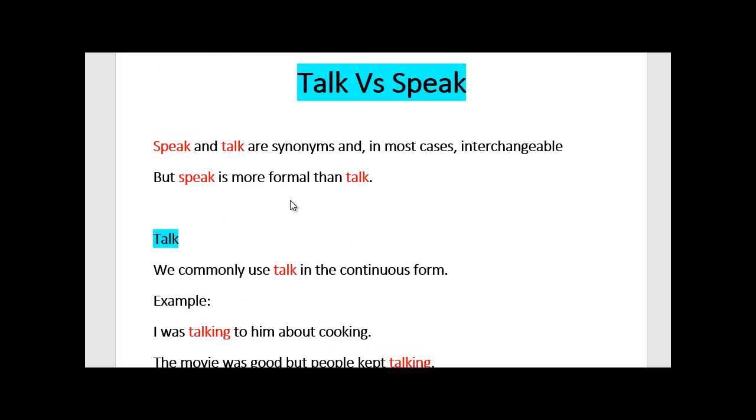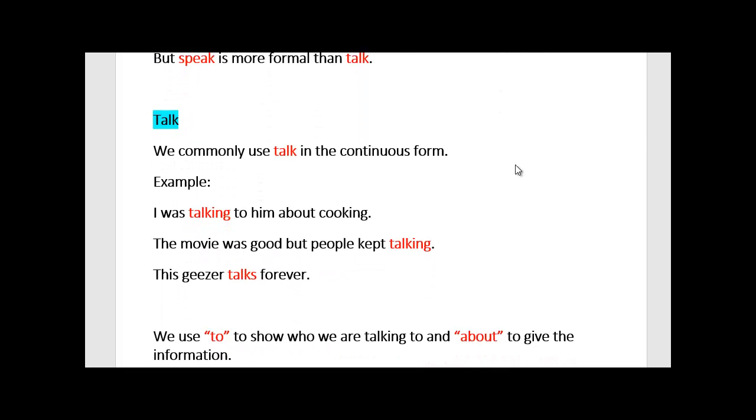Now, briefly, a comparison of talk versus speak. Speak and talk are synonymous, similar. In most cases, they're interchangeable. Yes, you can replace them in a sentence without changing grammar. But speak is more formal than talk. We said that before.